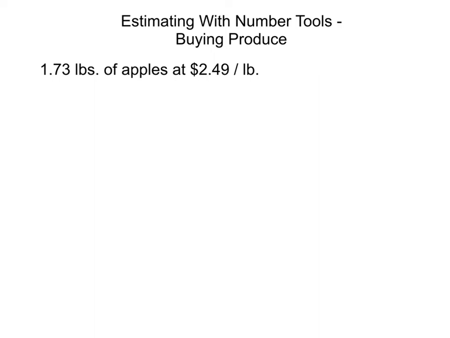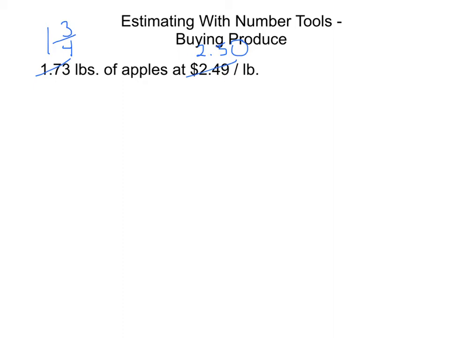Welcome. Today I'm going to show you how to estimate with number tools, specifically when buying produce when the numbers are small. Our problem today is 1.73 pounds of apples at $2.49 a pound. Now that's about 1 3/4 pounds, and that's about $2.50. So those are the numbers we're going to use today.